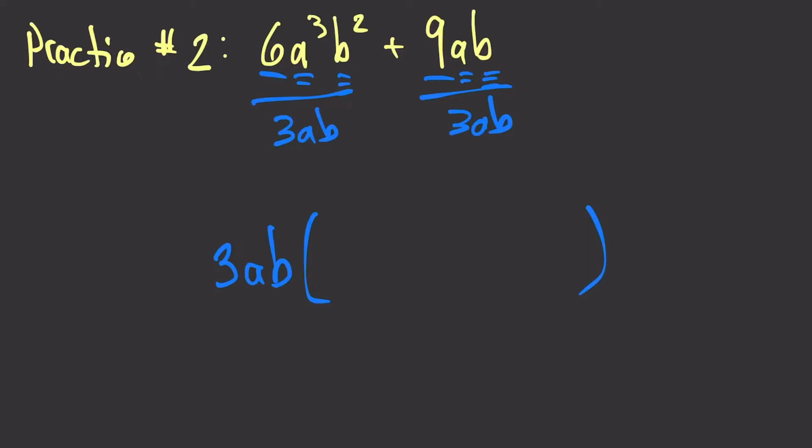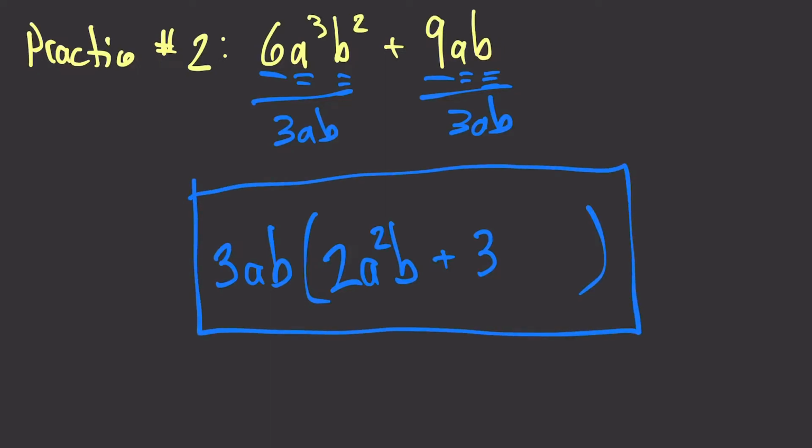And you just go through and work this out. So 6 divided by 3 is 2. A cubed divided by a is a squared. B squared divided by b is just b. Plus 9 divided by 3 is 3. Notice the a's cancel, the b's cancel, so you're just going to have a 3 here. This is your completed answer.